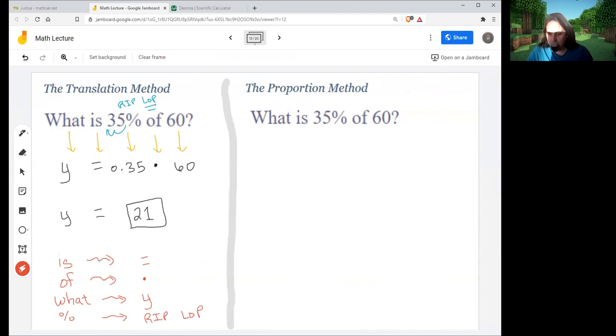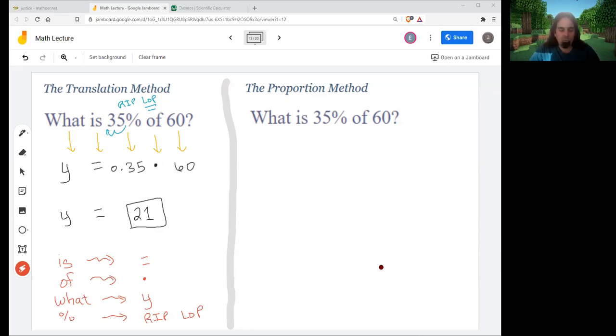Okay, I need to pause just a moment. Okay, the proportion method is a little confusing. It's kind of like riding a bicycle. If you haven't seen it before, which you probably have not, then it will seem a little strange and you need getting used to it.